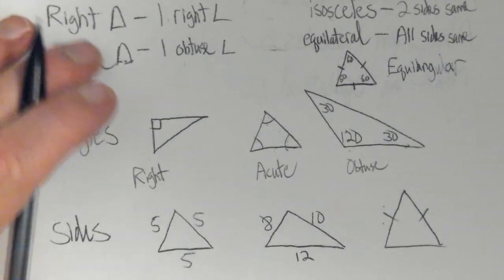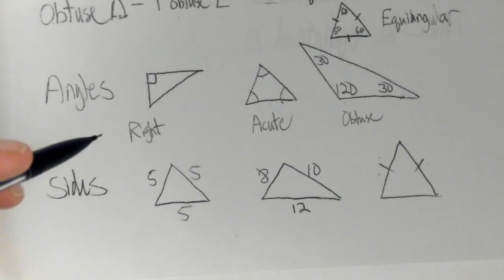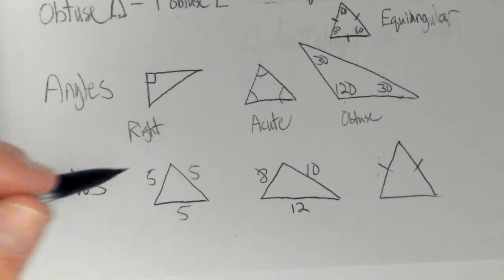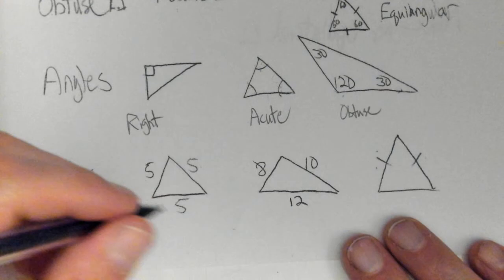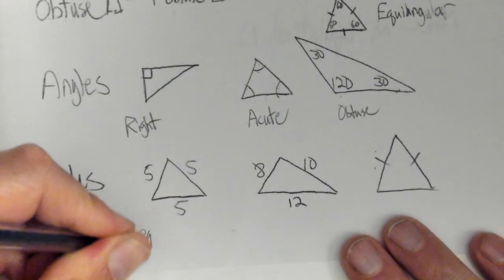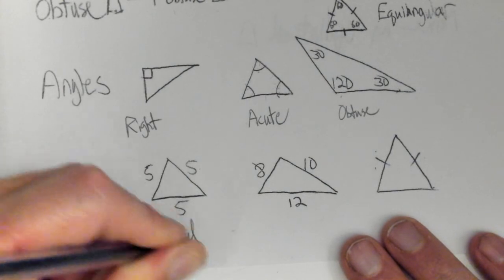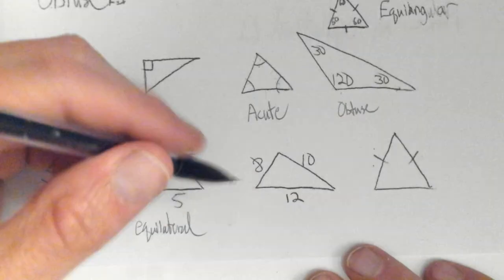All right, so the next one is going to be classification by sides. The first one that we come to here, 5, 5, and 5, they're all the same. It's obviously going to be an equilateral triangle. Why? Because all the sides are the same. What about the next one?